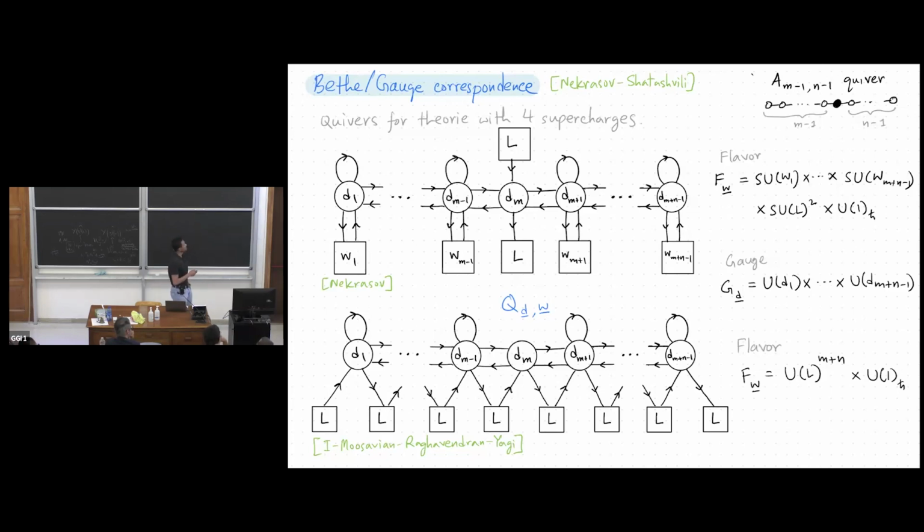As I was saying, each arrow represents a matter field. So this basically represents the matter content of my theory, but in order to completely specify the theory, I should also mention the superpotentials, which are basically some relations between these arrows of the quivers.